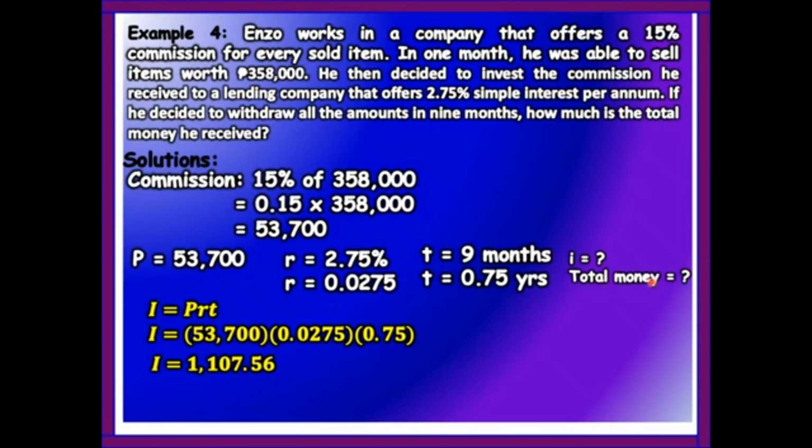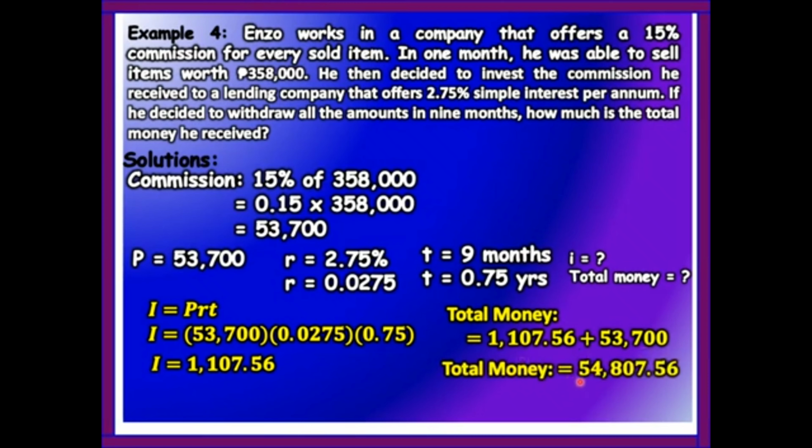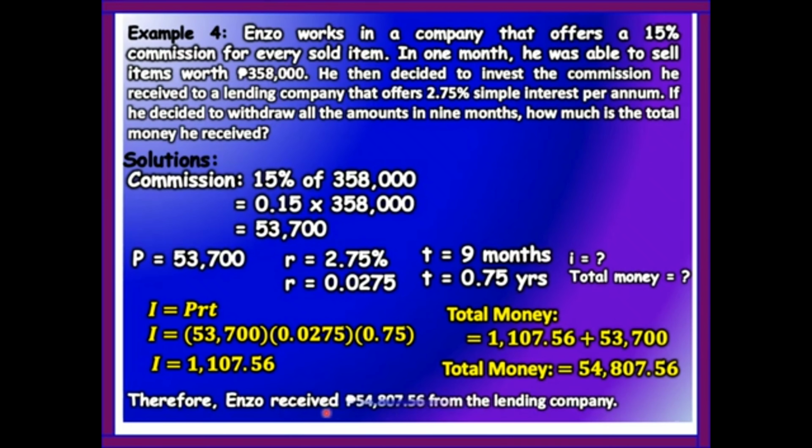But we will be looking also for the total amount since that's the question that we need to answer. So, the total money is to add the interest and the principal amount, 1,107.56 plus 53,700. So, the total will be 54,807.56. Therefore, Enzo received 54,807 pesos and 56 centavos from the lending company.